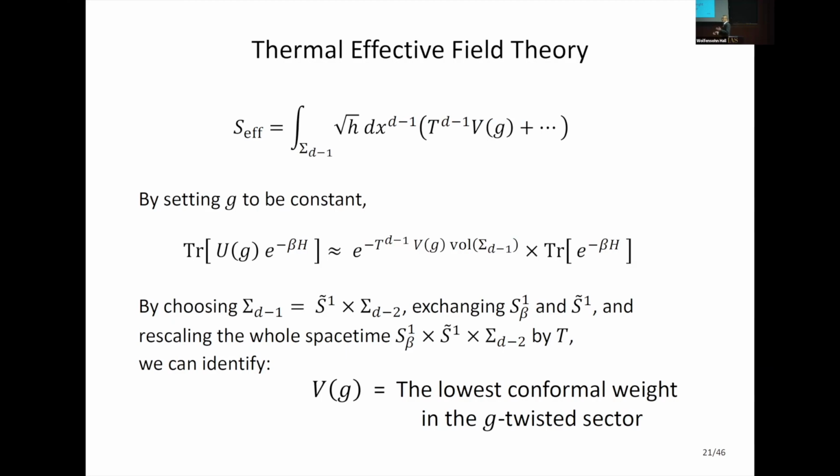Then we can play a trick similar to doing a modular transformation in two-dimensional CFT, namely exchanging these two circles. Of course, unlike the case of two dimensions, we cannot fully use this. In two dimensions that is very useful, because then you can relate an ultraviolet quantity like the coefficient F we want to calculate to infrared quantities such as the conformal anomaly. We don't have the power to do that, but at least what we can show by this kind of argument is that this function V of G is related to the lowest conformal weight of the G twisted sector. So let me explain how we do that.